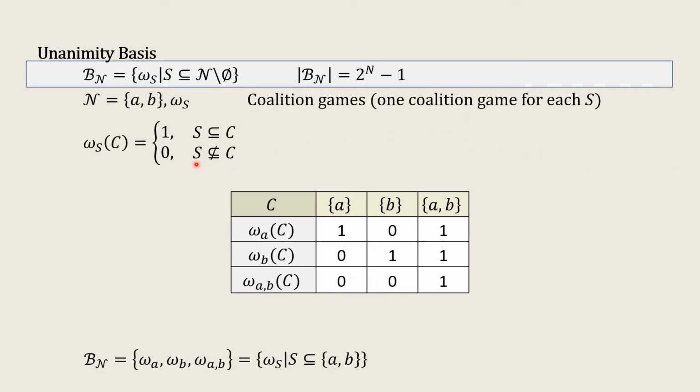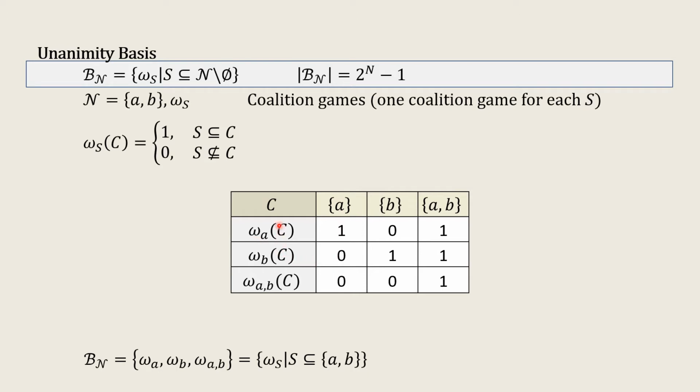Here's an example. Let's take N equals {a, b}, so we have a grand coalition of only 2 agents, and therefore we have 3 possible unanimity functions: omega a, omega b, and omega ab. So these are the mappings. For each coalition C, these are the values of omega a, these are the values of omega b, and these are the values of omega ab.